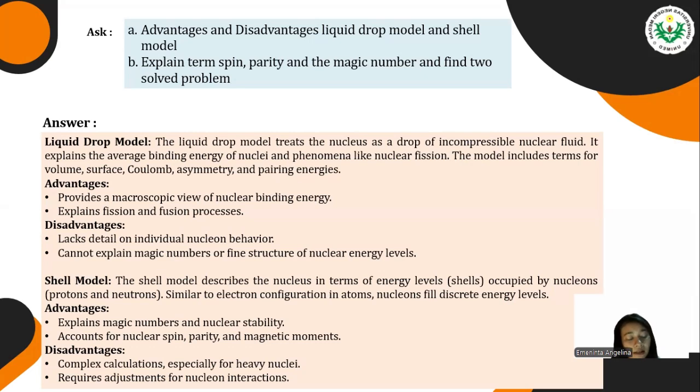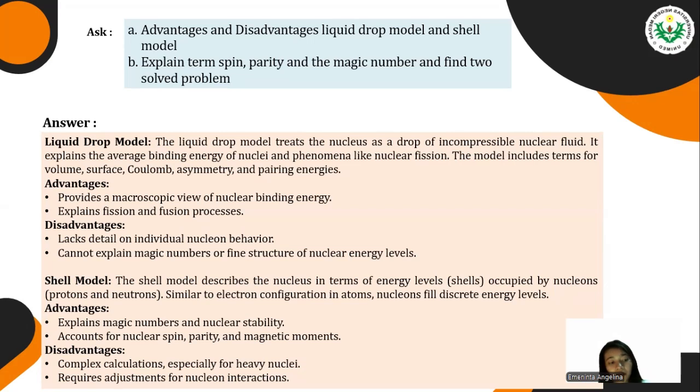The disadvantages of the liquid drop model: it lacks detail on individual nucleon behavior and cannot explain the magic numbers or the fine structure of nuclear energy levels. The shell model describes the energy levels occupied by nucleons, protons and neutrons, similar to electron configuration in atoms. Nucleons fill discrete energy levels.